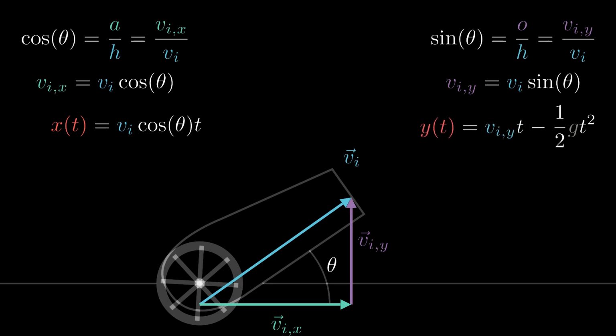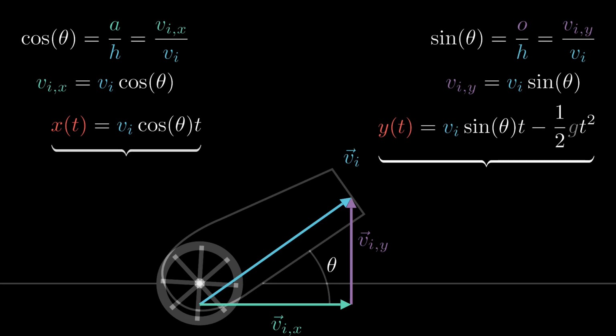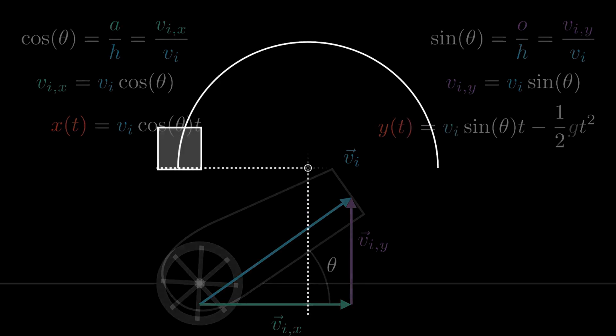Now with these two equations, we could, for example, figure out how far away the cannonball lands. First, we'd use the y equation to solve for the time when the cannonball hits the ground, and we plug that into the x equation, so we know the x position when the cannonball hits the ground. But what if our motion is constrained to a circle?